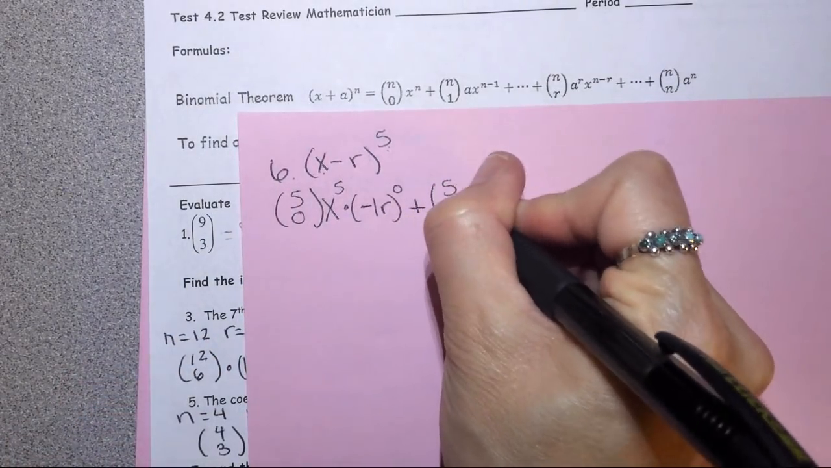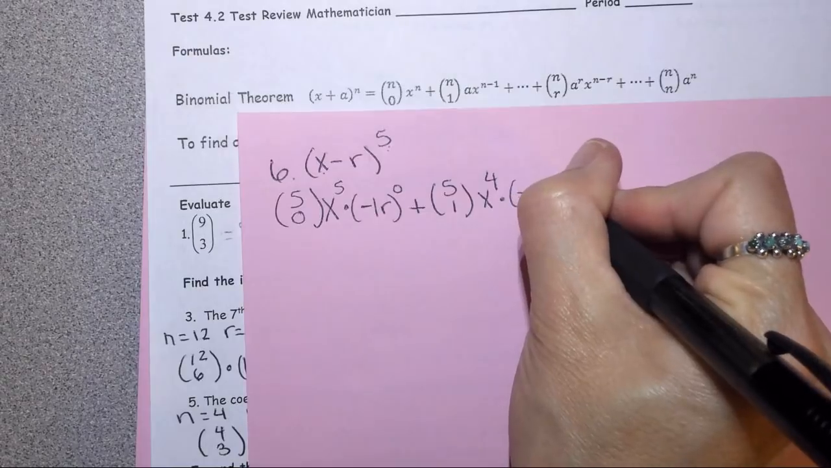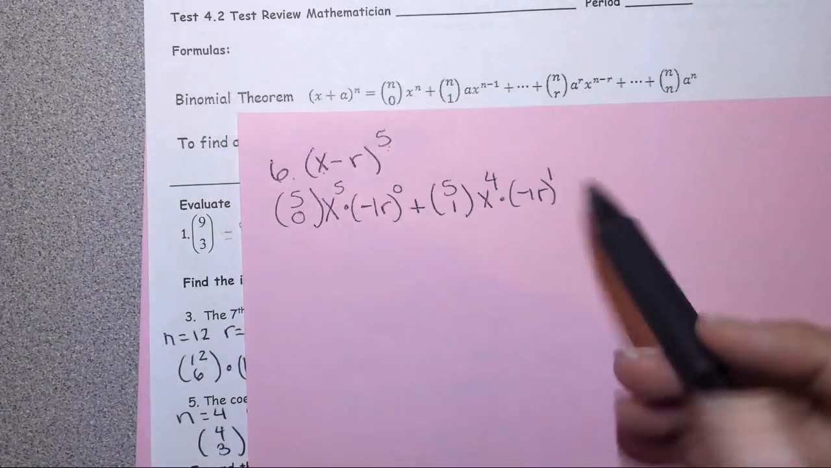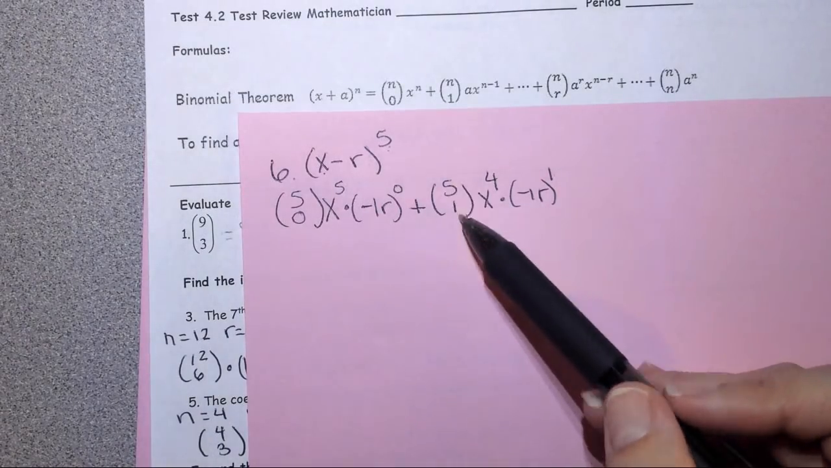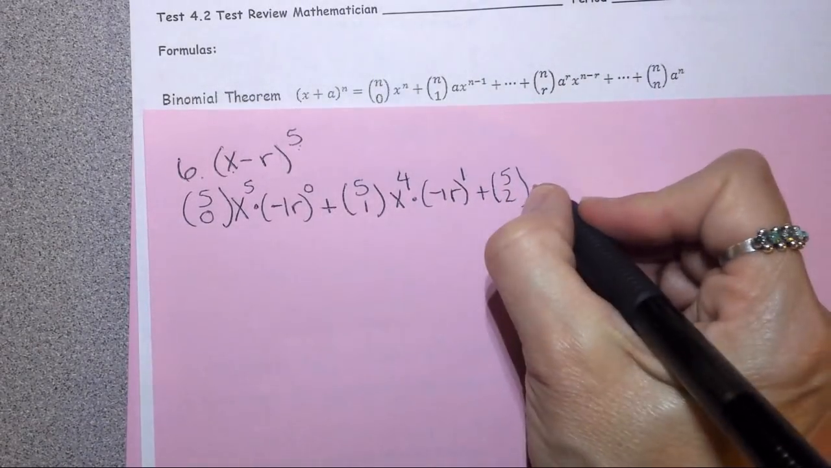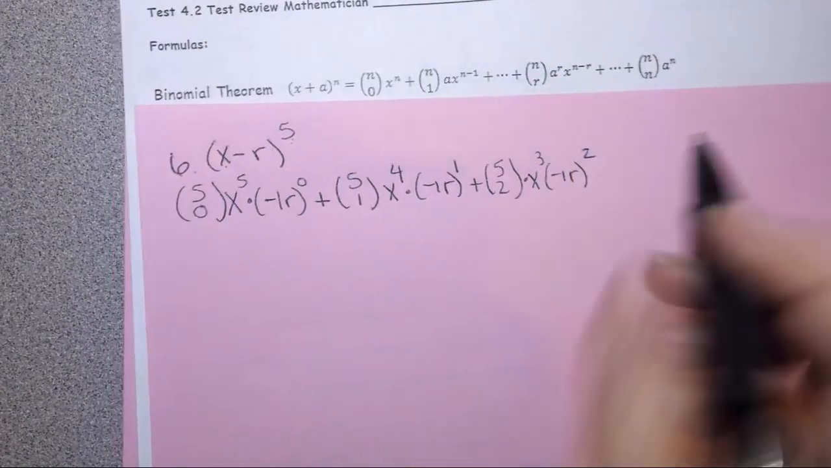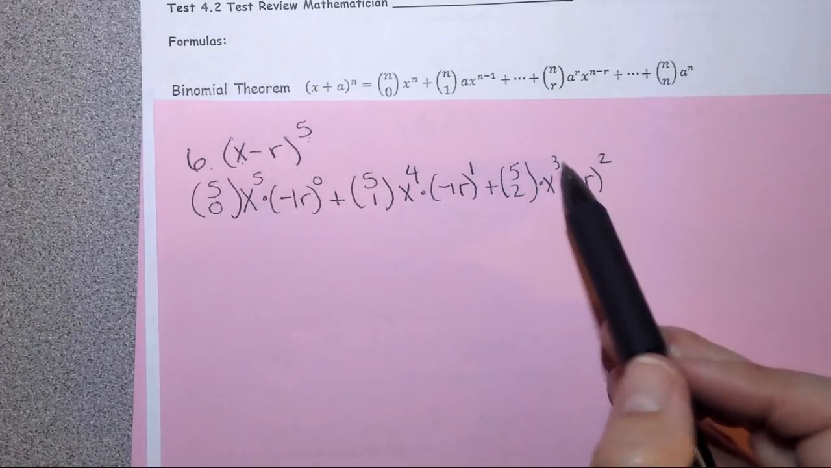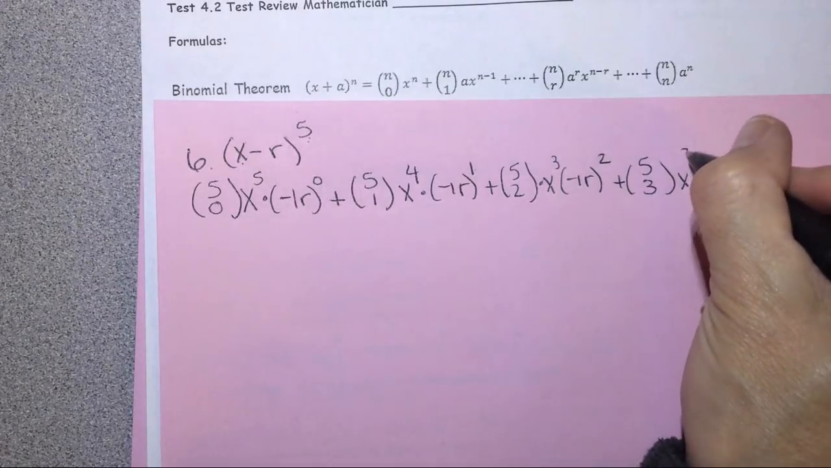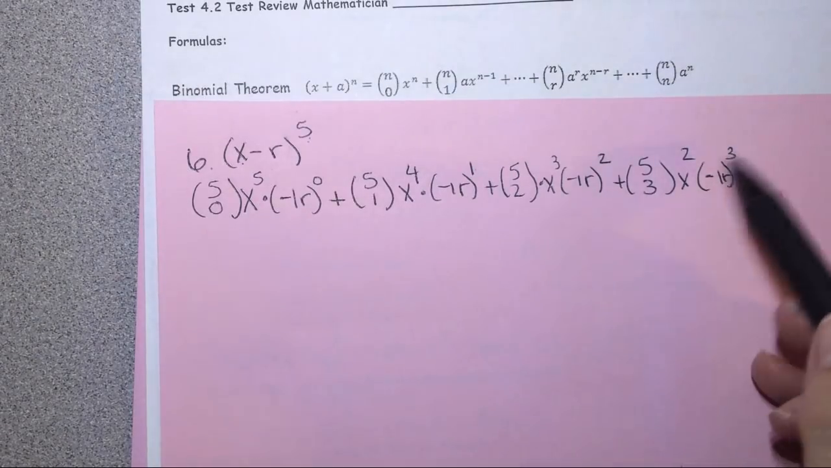So the next one is going to be 5 choose 1, x to the 4th, times negative 1r to the first. These both went to 1, the middle one went to 4. And I'm going to keep this pattern going until I have 5 choose 5. So the next part of my pattern will be 5 choose 2, x to the third, negative 1r to the second. These both went to 2, the middle one went down to 3. 5 choose 3, x squared, negative 1r to the third. These are both now 3.